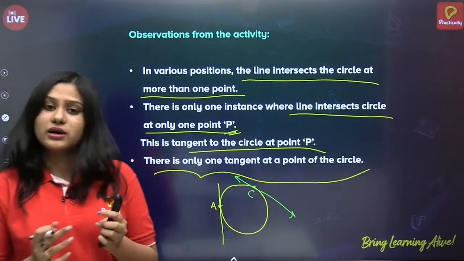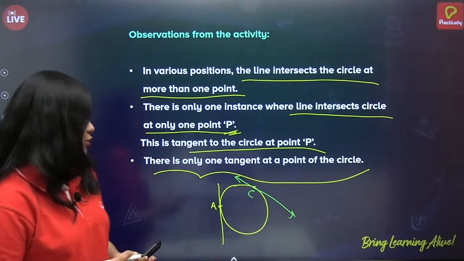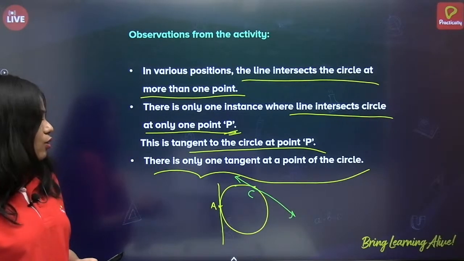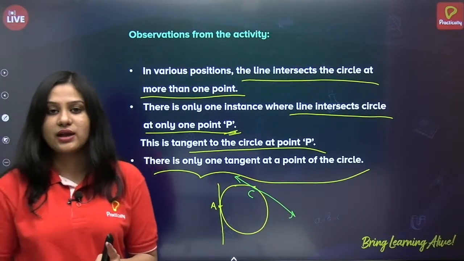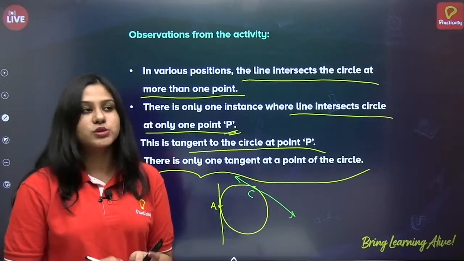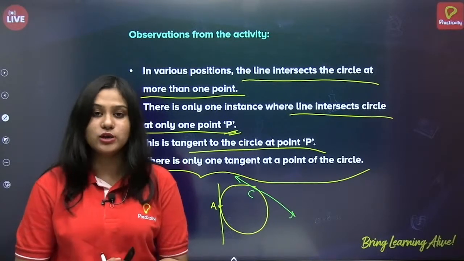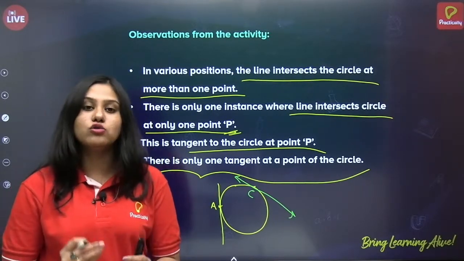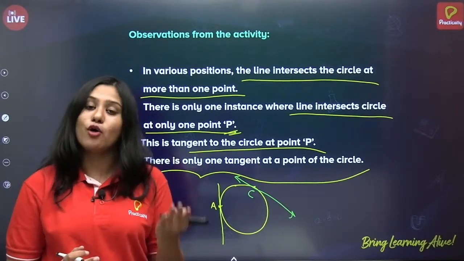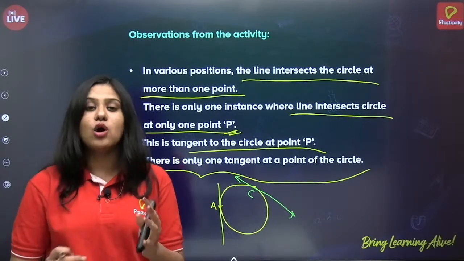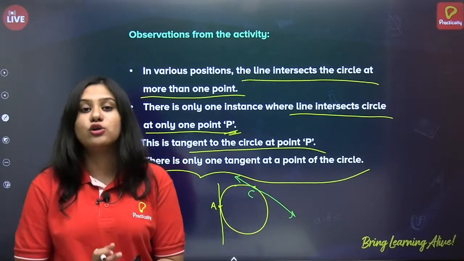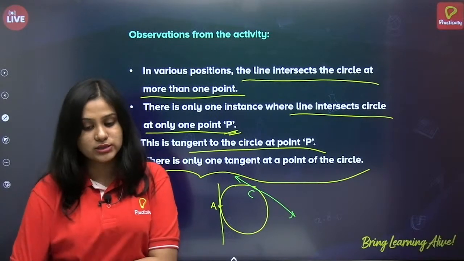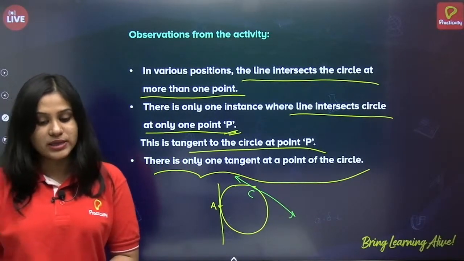Now that we have done this, I am asking you a question. If I take a chord, I have drawn a chord AB to the circle. I want to draw tangents at point A and at point B. So how many tangents can I draw altogether at both points? Come on, answer it in the comments.